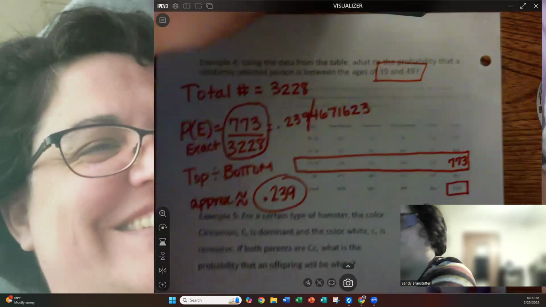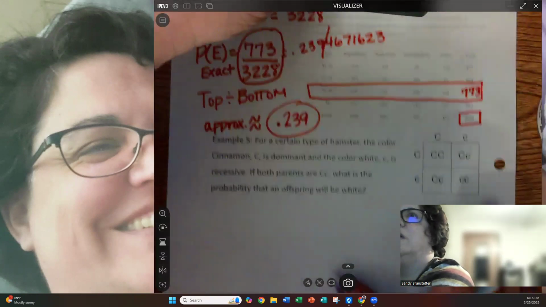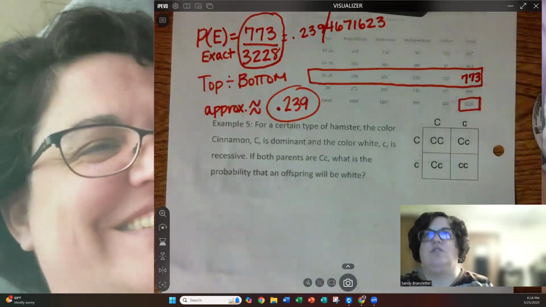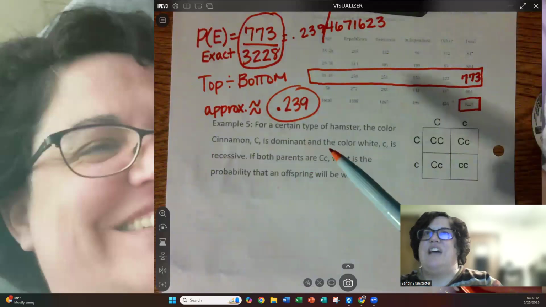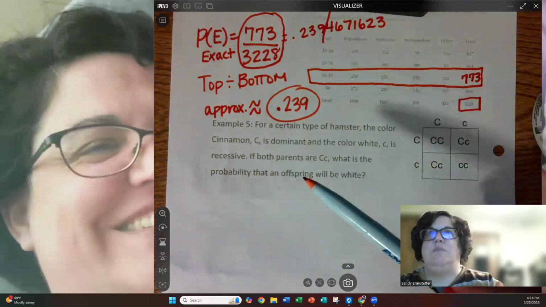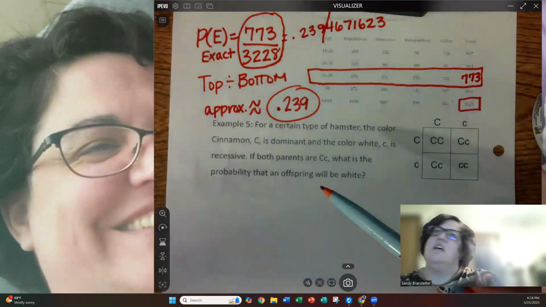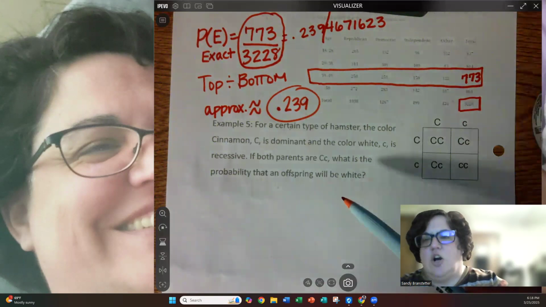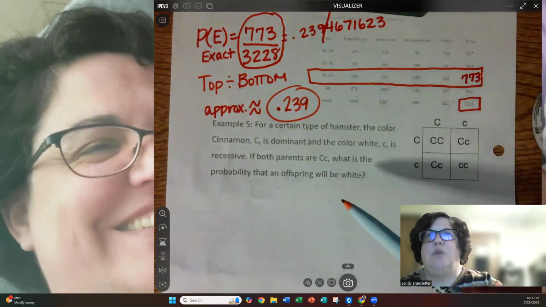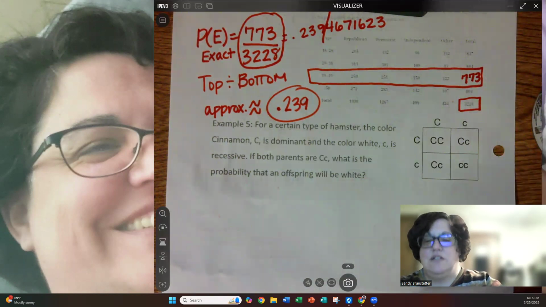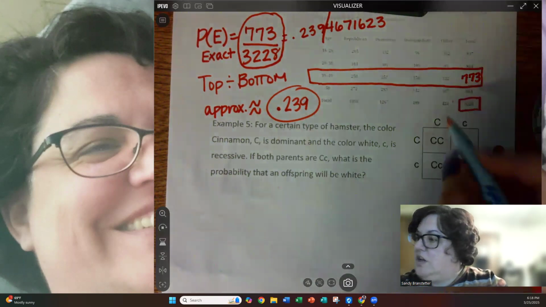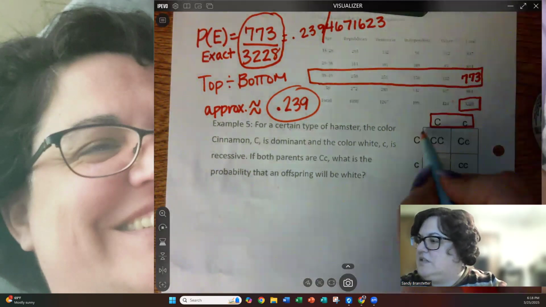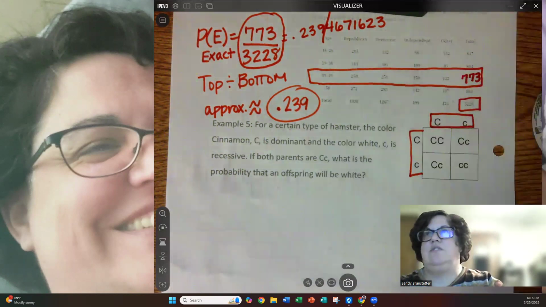All right, let's look at the Punnett square below. If any of you are chemistry students, this should look familiar to you. If not, you'll catch on. For a certain type of hamster, the color cinnamon, capital C, is dominant. The color white, lowercase c, is recessive. If both parents are capital C, lower c, what is the probability the offspring will be white? So let's look. This would be parent number 1, big C, little c. This is parent number 2, big C, little c.